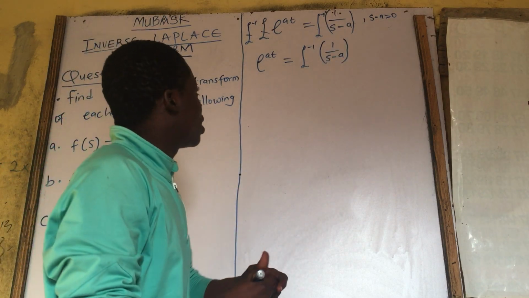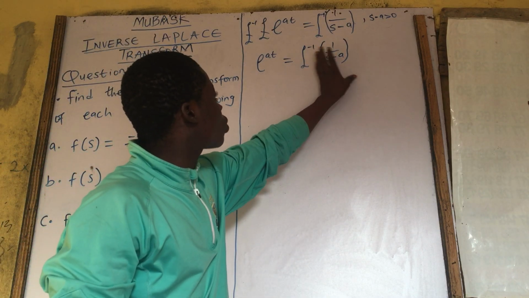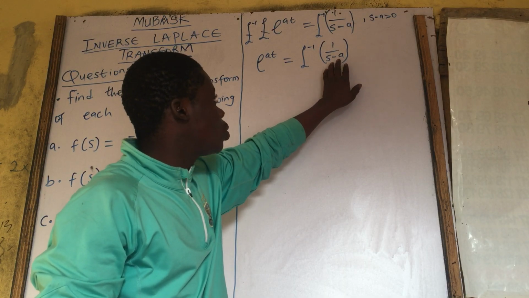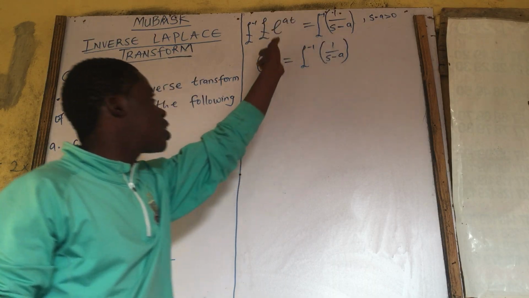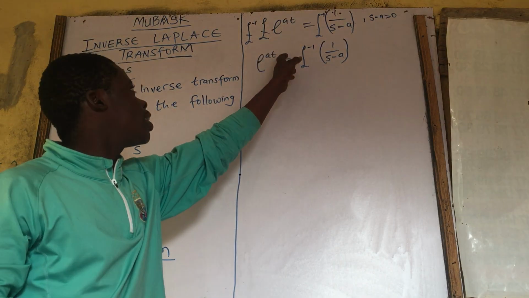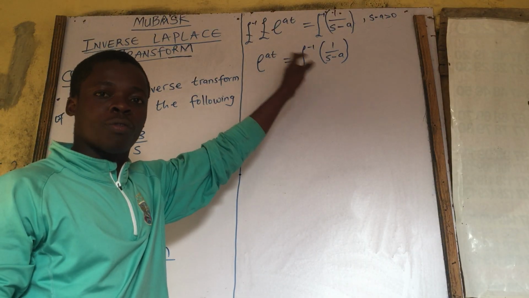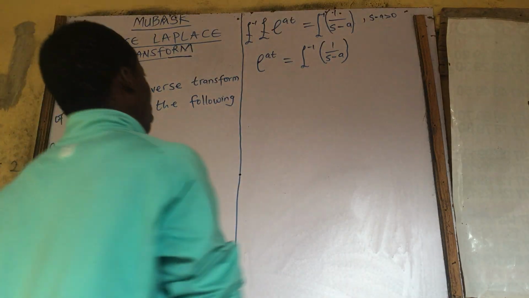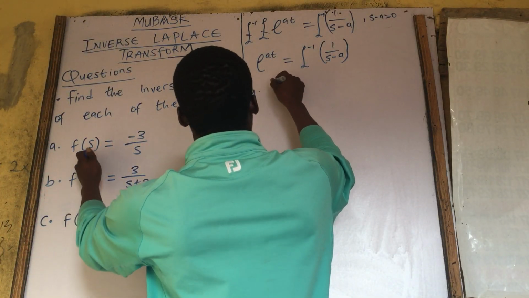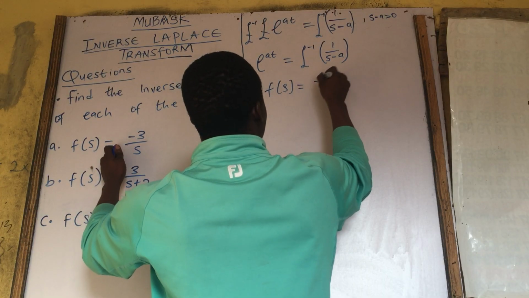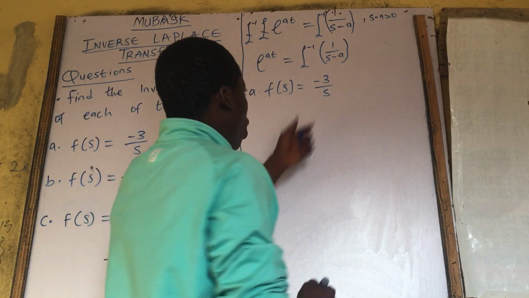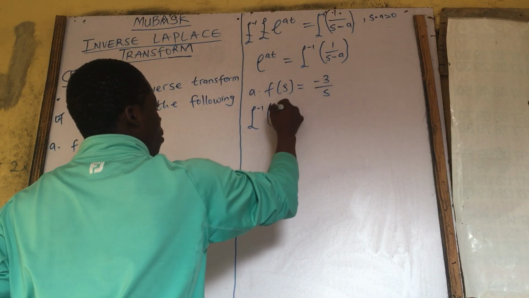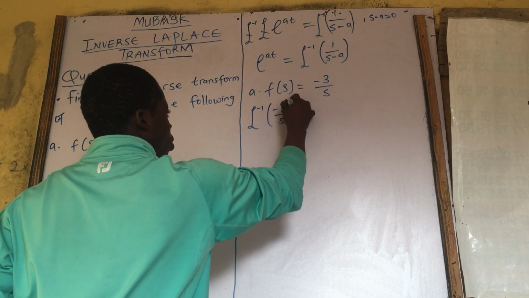This means the inverse of 1 divided by x minus a, which is a function of x, has changed to exponential at, a function of t. Now let us take a look at the question given to us. A: F of x equal to minus 3 divided by x. To obtain this inverse, let us denote it as the inverse of Laplace of minus 3 divided by x.